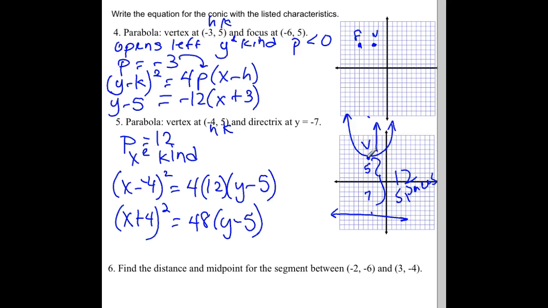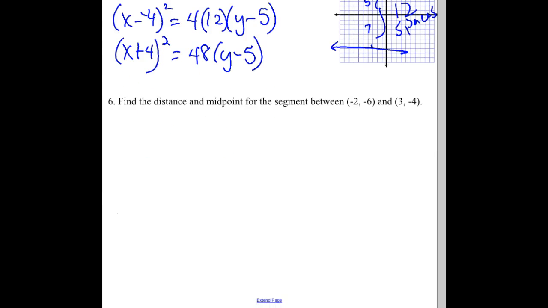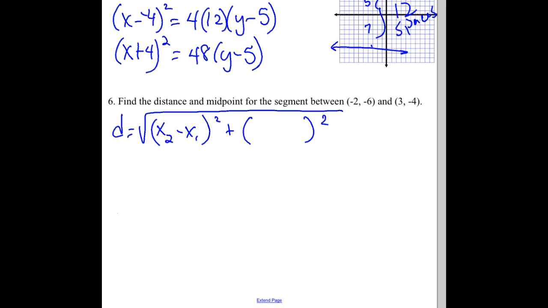All right, our last question here is a distance and midpoint question. We are looking for both distance and midpoint between the ordered pairs -2, -6, and 3, -4. So remember our distance formula? It's the big long square root one. In our first one, we have x2 minus x1, and then in our second, y2 minus y1. We need to find those differences, then we need to square those amounts, add it together, and the final step will be to square root the whole thing.